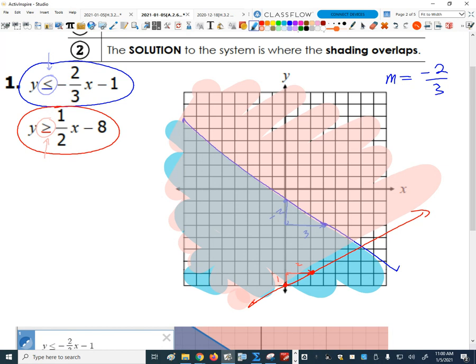Well, let's make it a little more obvious. Let's make it purple, how about? So here's the solution in purple.